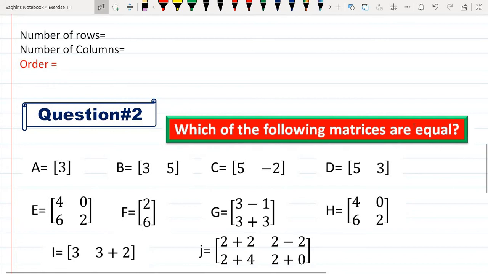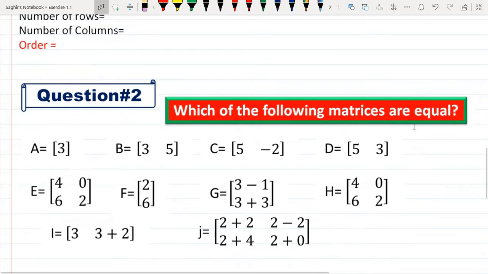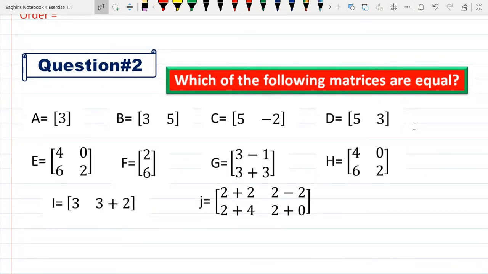Now question number 2. Which of the following matrices are equal? We discussed 2 conditions of equal matrices. Number 1, their order must be the same. Second, their corresponding entries are the same. So in question number 2, you identify which matrices are equal. Some of them I solve here.